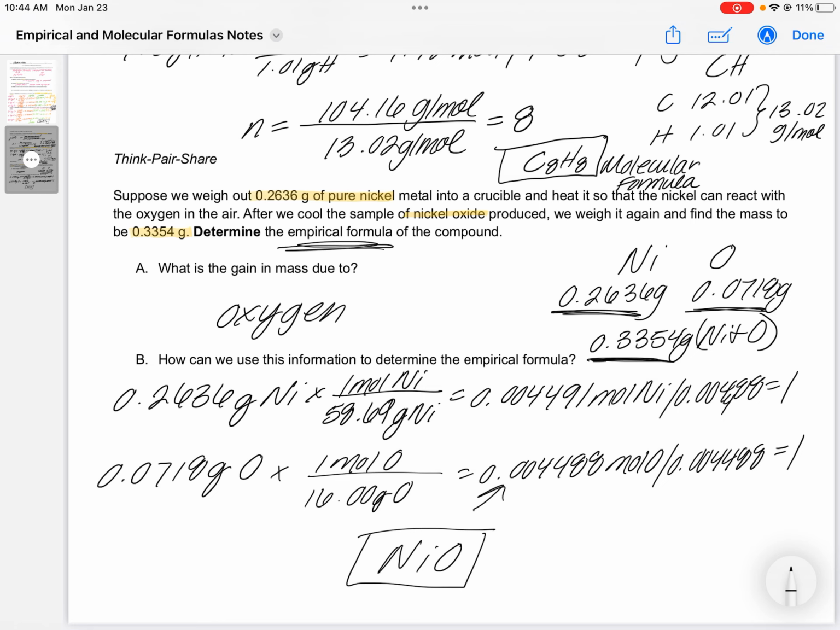If we were given the molar mass of this nickel oxide that was produced, then we would be able to find the molecular formula. But for right now, we will end there.